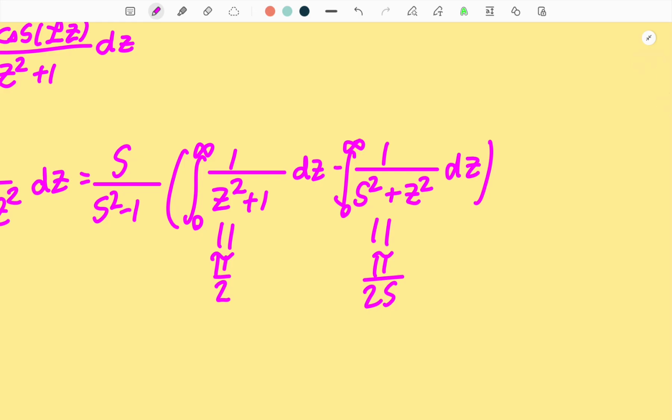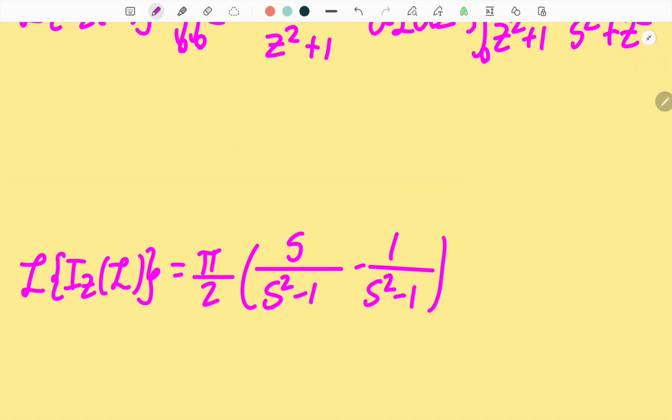Now, let's go ahead and factor out the pi over 2 and then multiply the terms. Let me do that real quick. There we go. I went ahead and multiplied all of the terms. And here we go. Now, we have the Laplace transform of I sub z of L. Now, our goal is to have just I sub z of L.